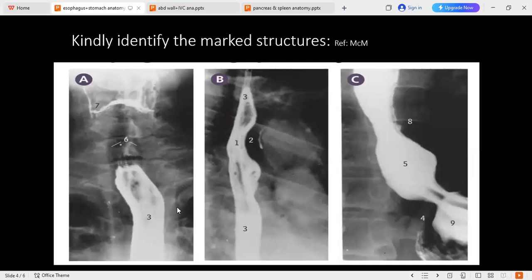Would you be able to identify the marked structures? What is 3? This is the lower part of the esophagus. 6. This is the upper part. 7. 7 is thyroid cartilage. Right. What do you see in image B? Would you be able to interpret it for me? What is 1 and what is 2? What exactly is this?